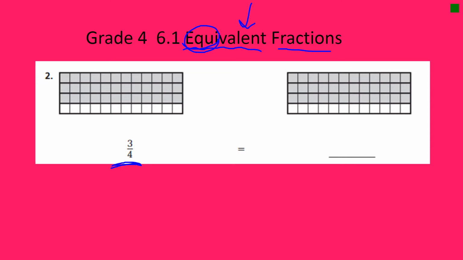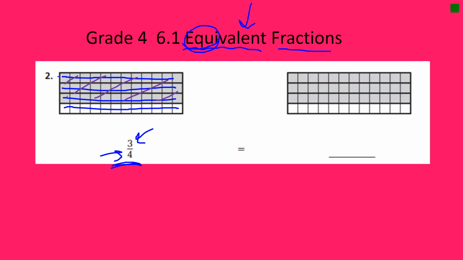This is 3/4. Now I'm looking at the model and I see shaded 1, 2, 3. 3 rows are shaded. There's our numerator. Out of 4 rows that make the whole. The 4 is our denominator. Okay, so I see why that model shows 3/4.